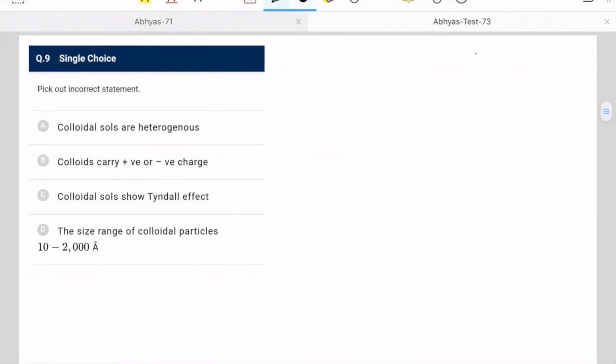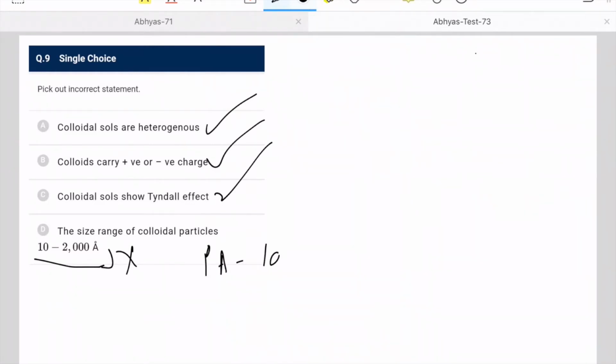So pick out the incorrect statement. Colloidal salts are heterogeneous, this is a correct statement only. Colloids carry positive and negative charge, correct statement only. Colloids show Tyndall effect, correct statement only. The size range of colloidal particles given here is not correct actually. It should be 1 angstrom to 1000 angstrom. So this range is not fitting, so it is the correct option.